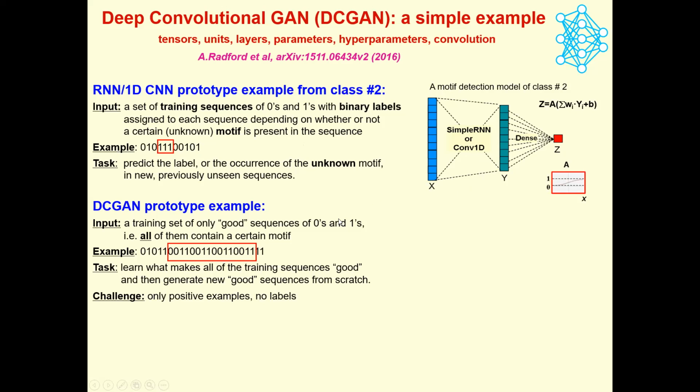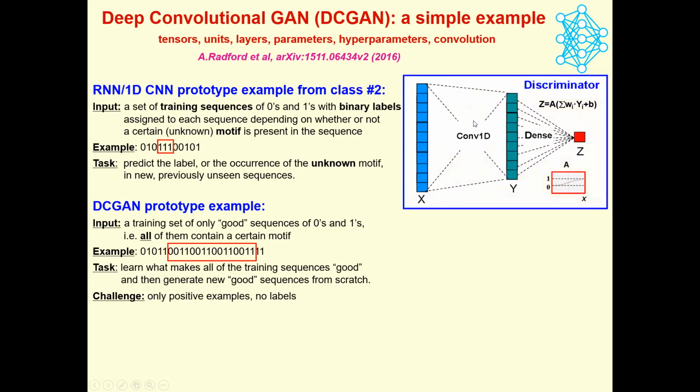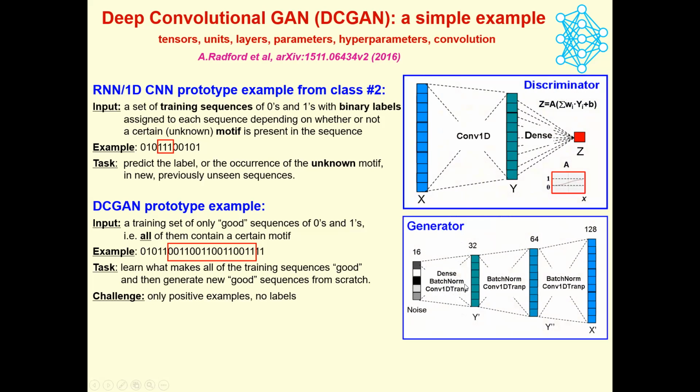Now I proceed to the discussion of the model of the current example. The entire network of the previous example will now become just one of the subnetworks of our current model. It will be the discriminator subnetwork. And we also need a generator. The generator is shown here.